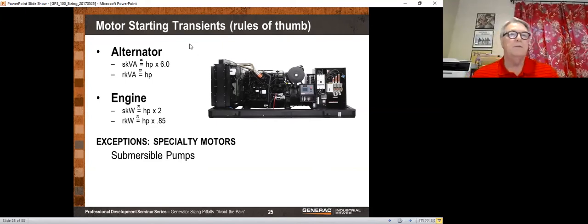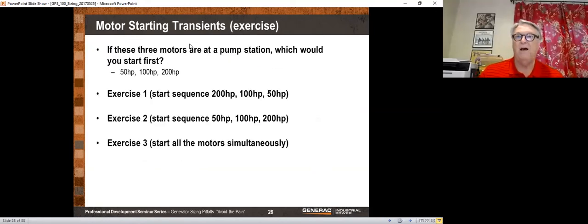And I've seen people say, oh, we'll take a 100 horsepower motor or a 100 kilowatt generator and we'll oversize the alternator to 150 kilowatt. Now we have a 150 kilowatt generator. No, you don't. The engine is still 100 kilowatt, and you do not get more engine by oversizing the alternator. So your starting kilowatts is approximately equal to the horsepower times 2, and your running kilowatts is equal to the horsepower times 0.85. Well, let's do some examples here.